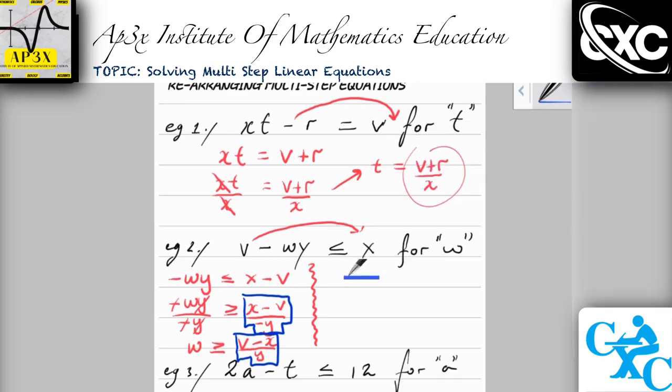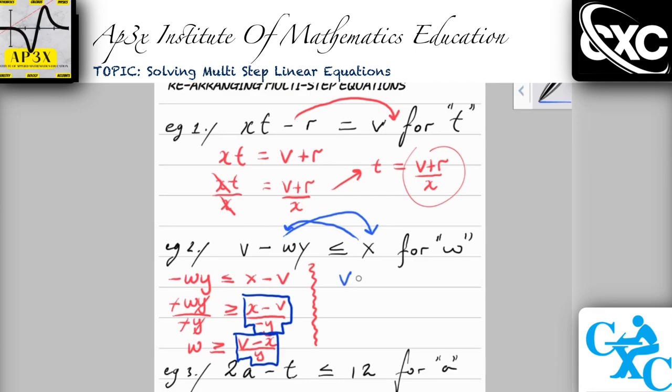So here I'm just going to keep my v on the left, and I'm going to try to make my subject positive almost immediately. So I'm going to bring over my negative wy. Remember, I can't just bring the w, or just bring the y and leave the w. The wy, they are a product together. So whatever I move, if I move the w, I have to also move the y along with it as well.